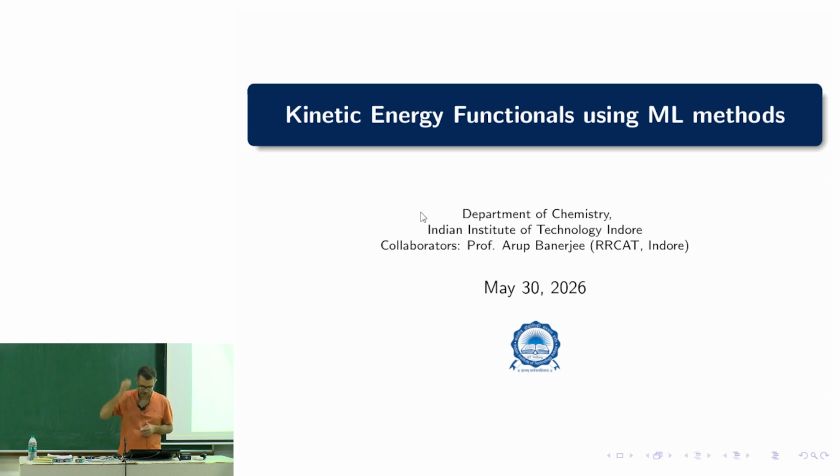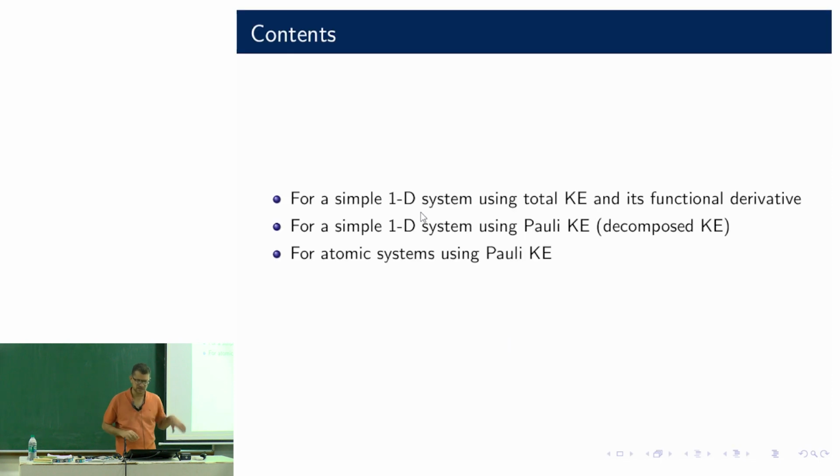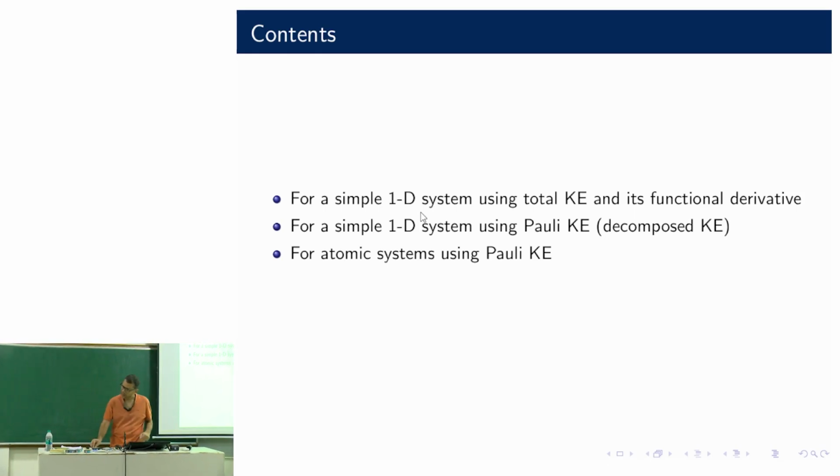Kinetic energy functionals and why they are important. So this is an outline. Whenever there is some derivation that is required, I'll try to put it on the board here. It could be a simple one, it may not be that difficult. But if there is any mistake, I see great professors here who can catch it and point it out to me for sure. So, the contents: I'll just take a simple 1D system, no difficulties, using the total kinetic energy and its functional derivative. And then the second thing that I'm going to do is a 1D system using the Pauli kinetic energy. These are the 2 things that I've learned. I won't go to the atomic systems at all. So that's the outline as such.